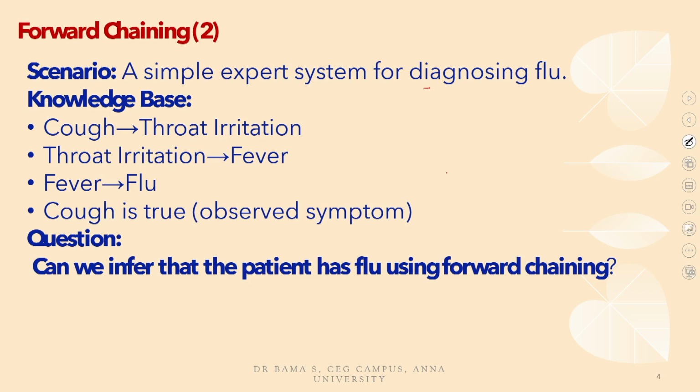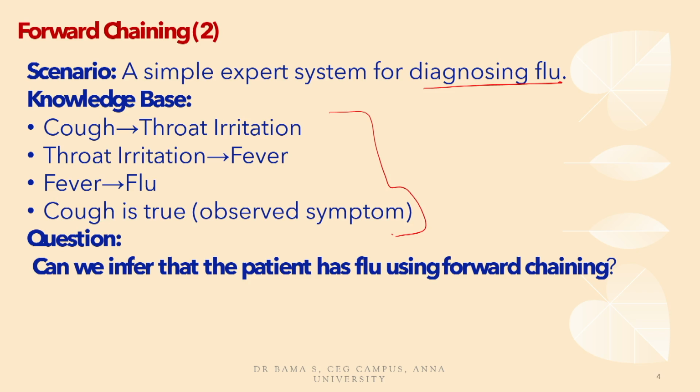In the last example we have seen formulas. Now, we will see a real world, practical example. Let us say we are building an expert system for diagnosing flu, and assume in the knowledge base we have these facts: if there is cough, there is throat irritation; if there is throat irritation, there is fever; and if there is fever, then there is flu. Another observation that we have is that cough is true, which is an observed symptom.